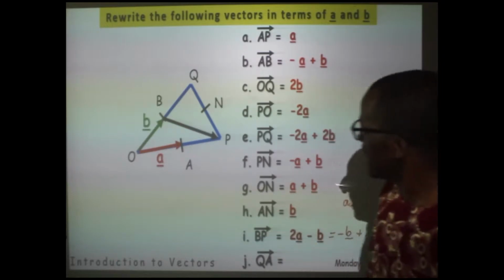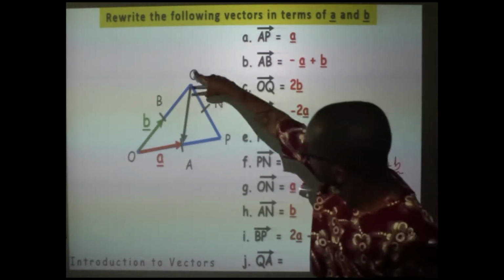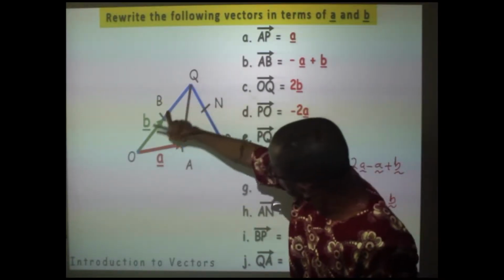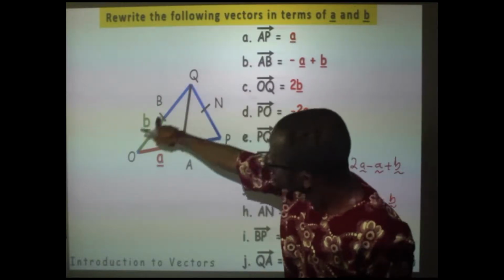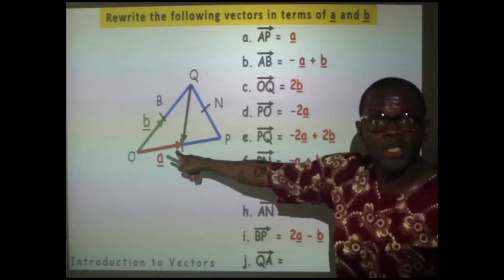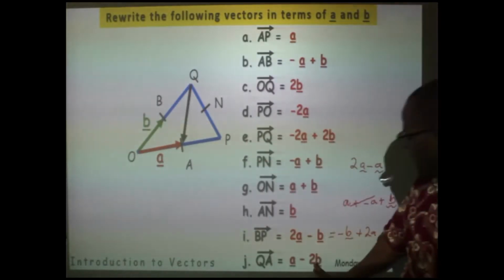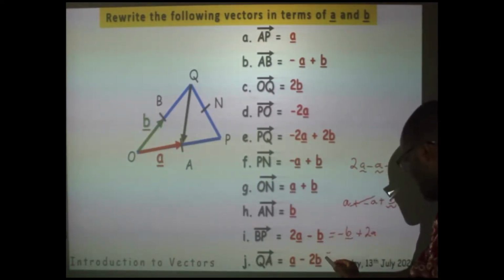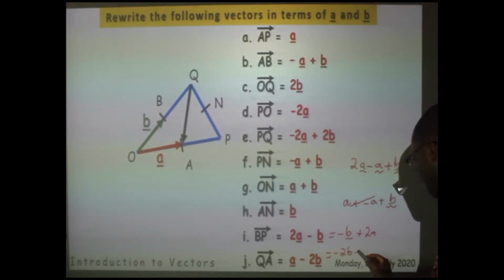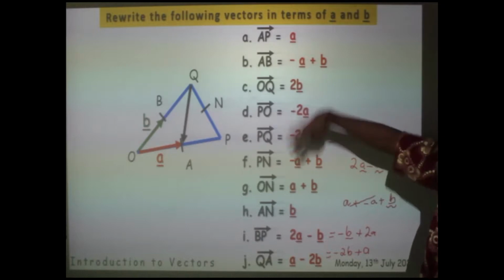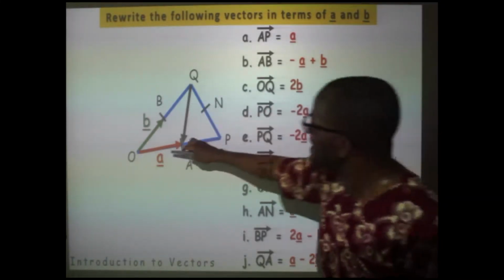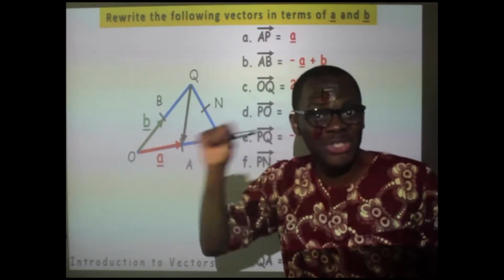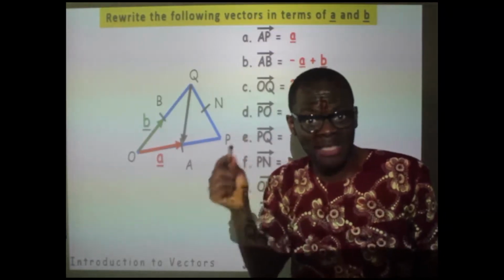And next up, what about QA? The last item on the list. QA is the same as going from Q to O and then O to A. And remember, if you go in the opposite direction, it's going to be minus 2B plus A. Exactly, minus 2B plus A. So again, you can see the positive vector comes first, but it doesn't matter. This is also the same as minus 2B plus A. Alright, so that is how we represent vectors using any vectors we are given. Like I said, it's the direction that you really need to take into consideration. It's the direction that matters the most.